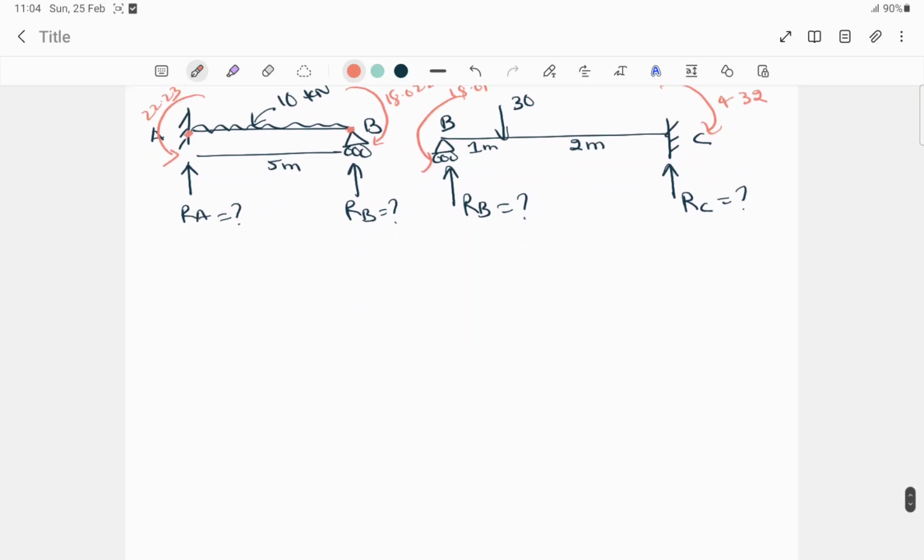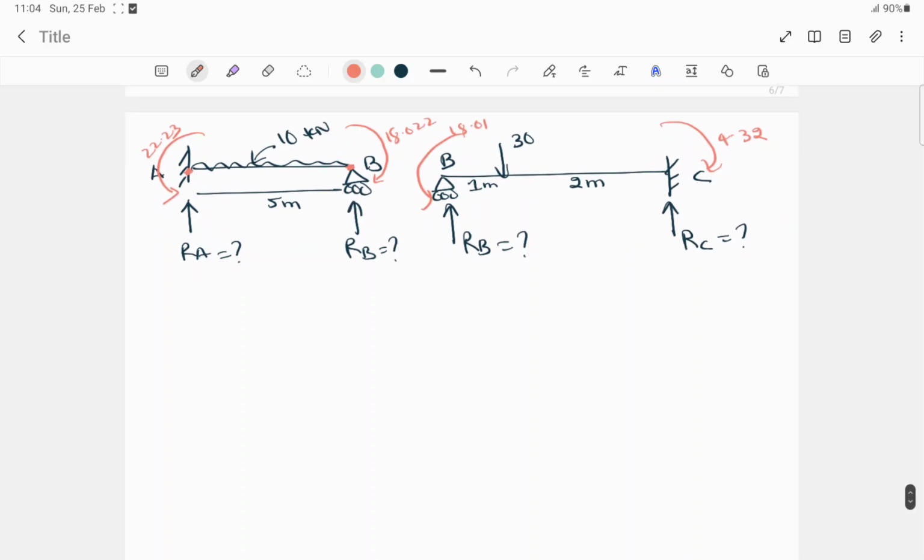So now we have to find the support reactions. Now see, first we'll solve for this span. Okay, this span. Now see, we'll consider moment about A is equal to 0. So now first what we'll do, see, this is anti-clockwise, right? So the value will be minus 22.23, right?